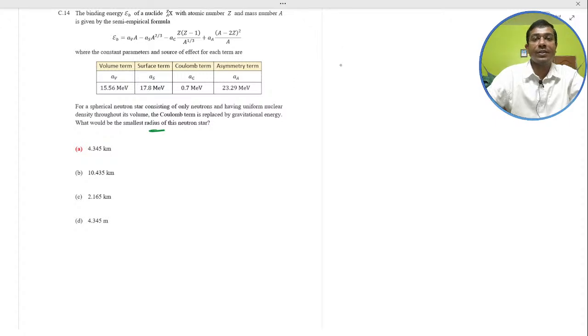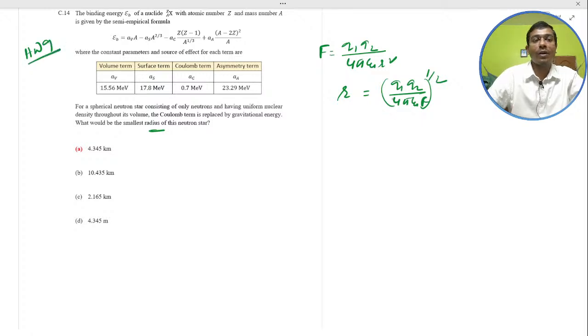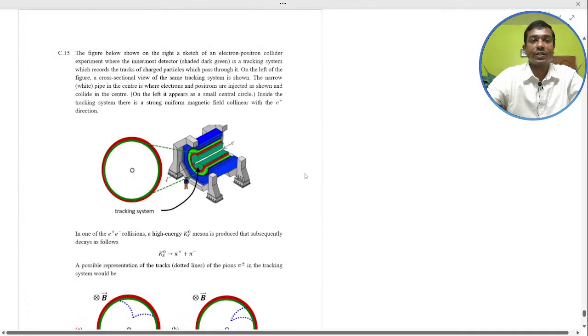Smallest radius, we apply the Coulomb interaction. F equals Q1 Q2 by 4πε₀ r squared. Force is given by the mutual binding energy. You would get the value of R. R is (Q1 Q2 by 4πε₀ F) to the power half. Put in the values in the formula, calculate yourself and give me feedback by commenting the answer. And if you can't solve it, message me. I will give you the exact solution. Today's last question, question number 15.